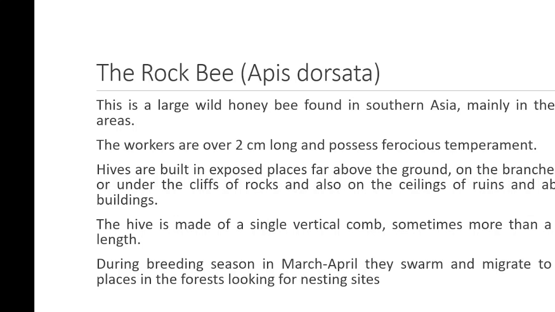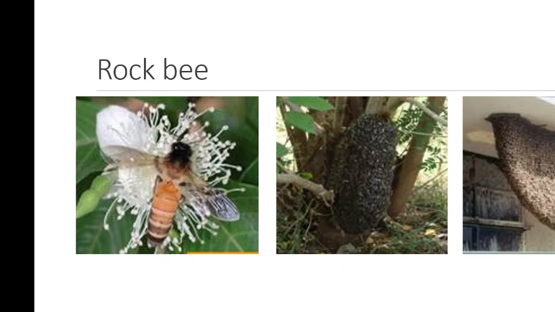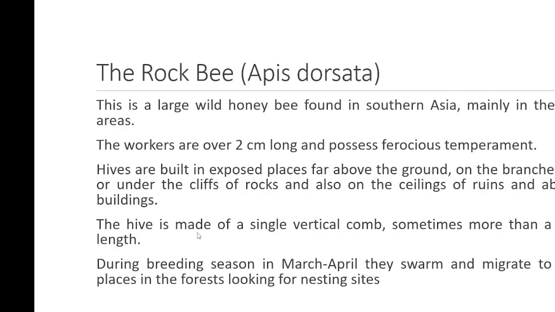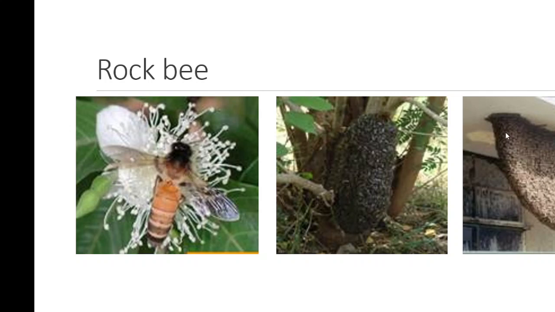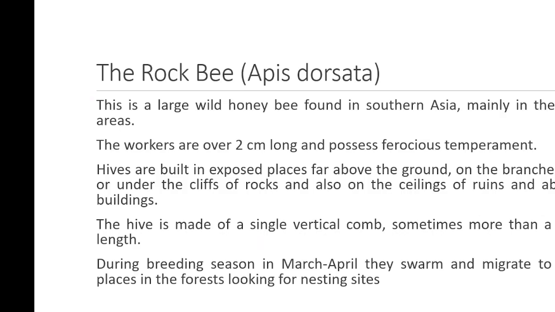Sometimes on the ceilings of ruins. Here you can find it on the ceilings, and also on abandoned buildings. It is made up of a single vertical comb, sometimes more than a meter. See, the length of this hive will be sometimes 1 meter. So it's a very large hive they are building. That is the peculiarity of the rock honeybee, and they are scientifically known by the name Apis dorsata.